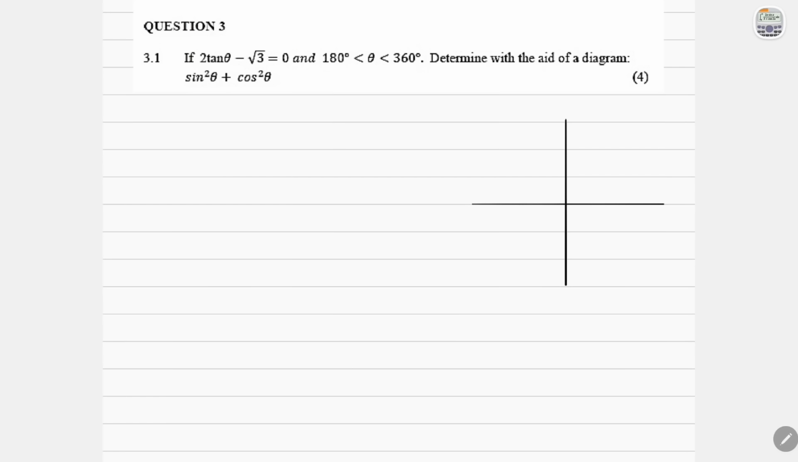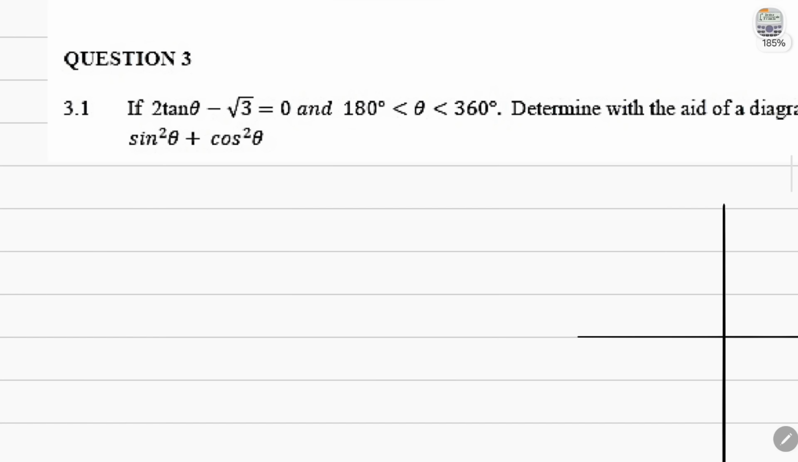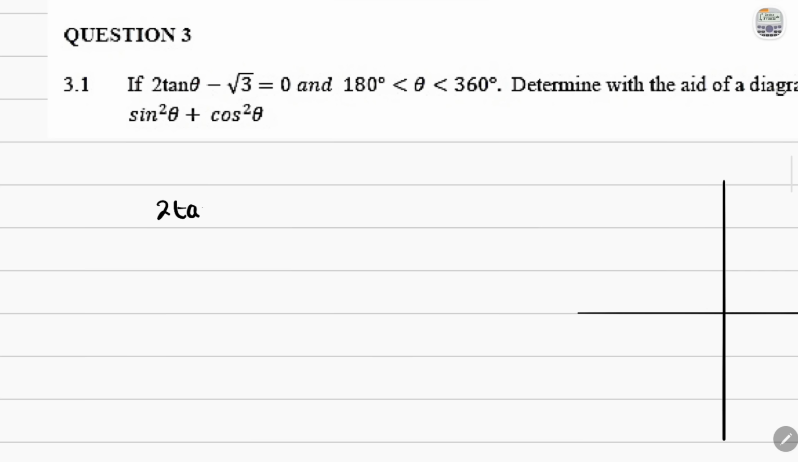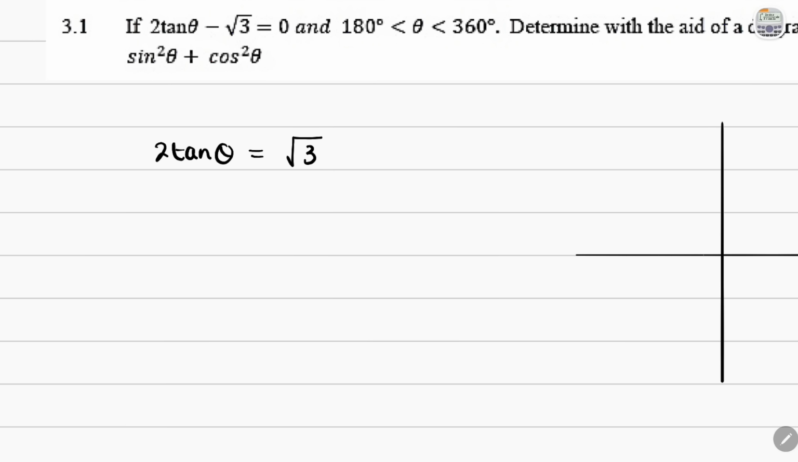And the first piece of info they give us is that we have 2 tan theta minus root 3 is equal to 0. But we could just transpose that root 3 to make it positive. And that way we're just trying to find the value of tan theta. Okay, find out what exactly it is. So to get tan theta alone, we need to get rid of this 2, and we can do that by dividing both hand sides of this equation by 2. Therefore, tan theta equals root 3 over 2.